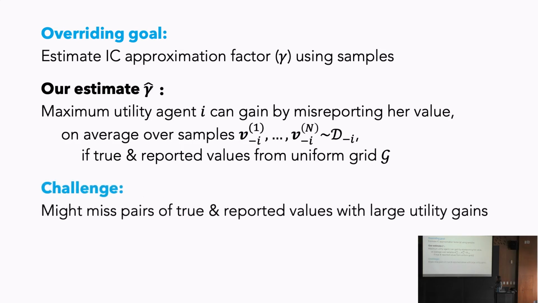And there's an obvious challenge, which is that we might miss pairs of true and reported values with large utility gains, but they don't happen to lie in our grid. Like maybe there's some strange spike that happens outside of our grid. So we're going to have to give conditions under which this won't happen. So in particular, our overall goal is going to be to estimate the difference between the true approximate incentive compatibility factor gamma and our estimate gamma hat.